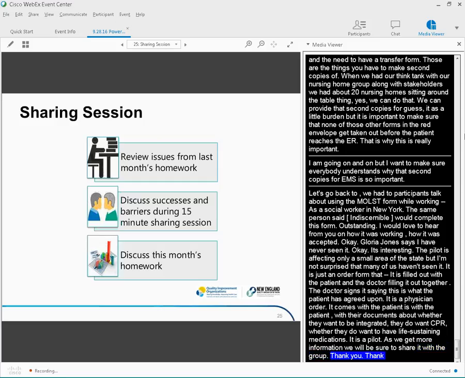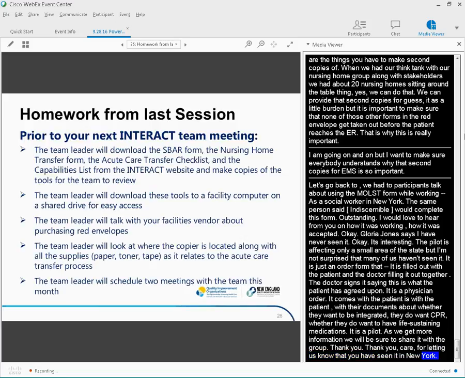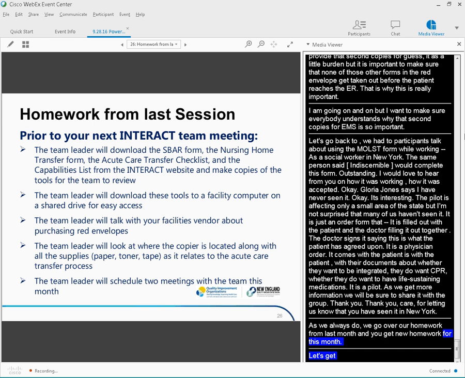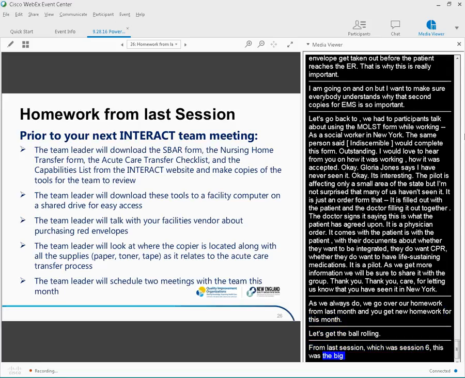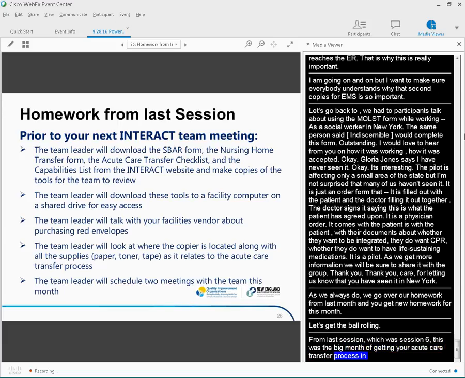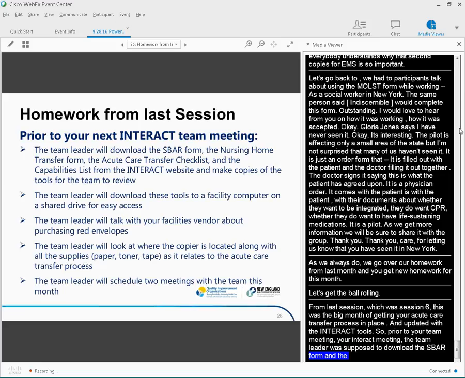Okay, as we always do, we go over our homework from last month, and you get new homework for this month. So let's get the ball rolling. So from last session, which was session 6, this was the big month of getting your acute care transfer process in place and updated with the Interact tools. So prior to your team meeting, your Interact meeting, the team leader was supposed to download the SBAR form and the nursing home transfer form and the acute care transfer checklist and the capabilities list from the website.